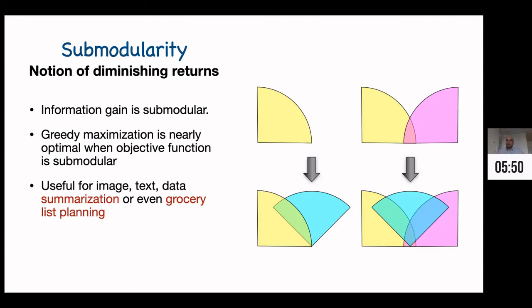Just as a side note, submodularity in general is a very useful property, and it has applications in image and text data summarization. In fact, recently a couple of my students used it to do grocery list planning for their master thesis.